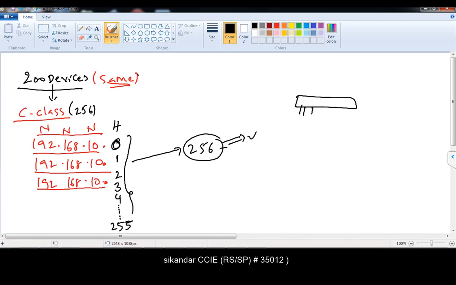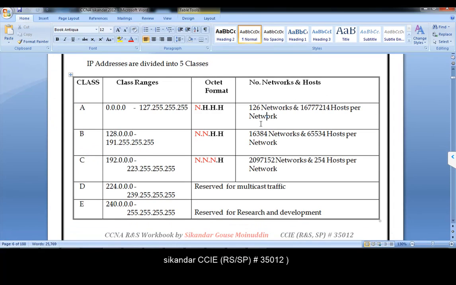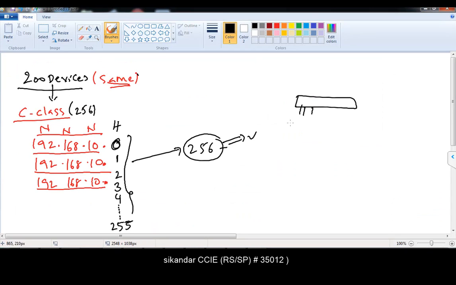So that's what I wrote here. You can see the table here. It supports around 126 networks, and each network supports 256. Actually it's 256, so there is a -2 here. I'll come to that point: -2 for network ID and the broadcast ID, but in general there are 256 addresses it supports.